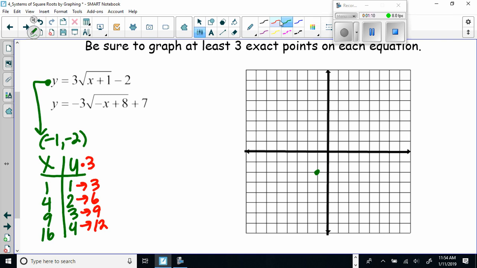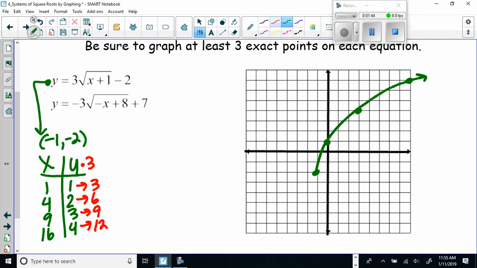So I go to my starting point, and I'm going to go to the right 1 and up 3. To the right 1 and up 1, 2, 3. From my starting point, I'm going to go to the right 4 and up 6. So here's my starting point, 1, 2, 3, 4, and up 1, 2, 3, 4, 5, 6. From my starting point, I'm going to go right 9 and up 9. Right 9, up 1, 2, 3, 4, 5, 6, 7, 8, 9. There we go.